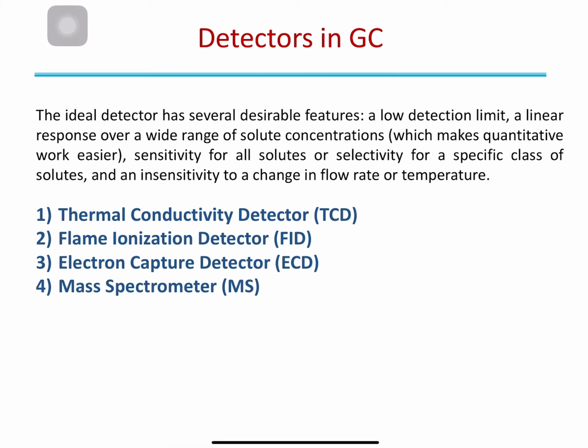Finally, detectors in GC. The ideal detector must have several desirable features. It must have a low detection limit, a linear response over a wide range of solute concentration, so we can make the quantitative analysis easier for us. It must be sensitive. It has good sensitivity for our solute, or it can be selective for a specific class of solute. It must also have insensitivity to change in flow rate or temperature. So when you change the temperature, we don't want our detector to change its sensitivity. It must be stable with the change in temperature.